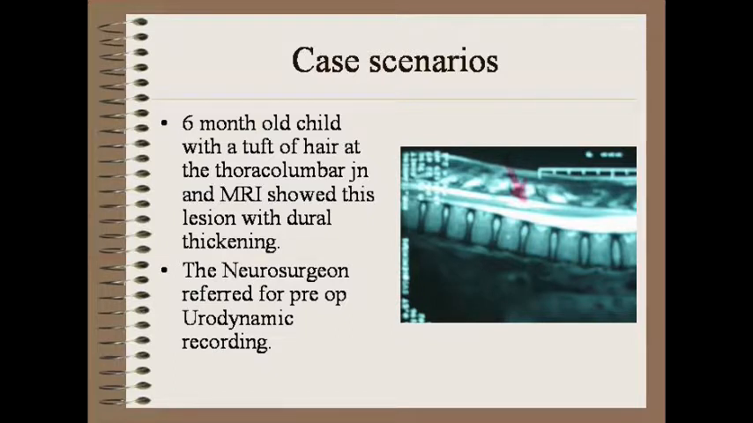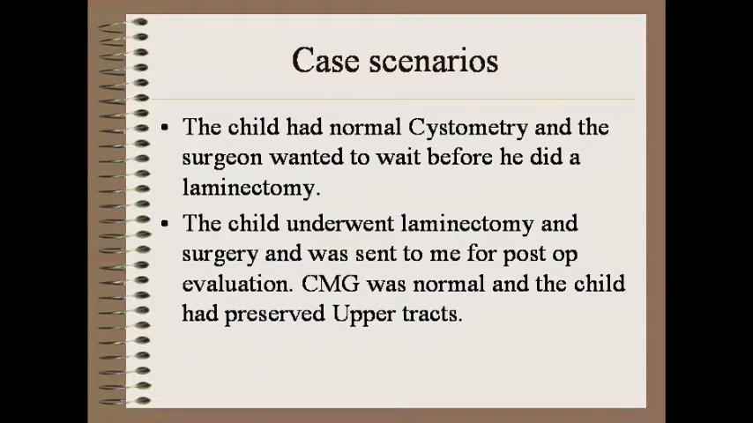This is a 6-month-old child who had a tuft of hair on the back, and the MRI showed a dural thickening here, and the neurosurgeon wanted to do some surgery on this patient. He referred me asking whether there was any bladder change, and he wanted to do surgery only if there was any change in bladder functions, because there was no neurological deficit. The child had normal cystometry, and the child waited for some time. After a year, when the bladder changes started, I did a laminectomy.